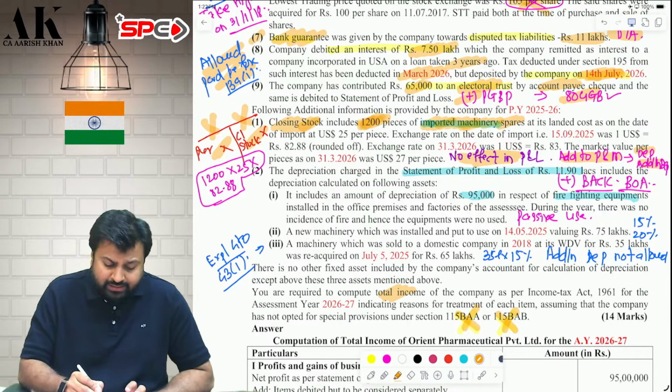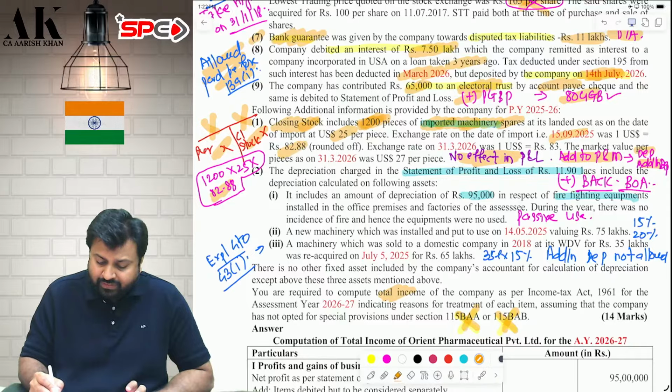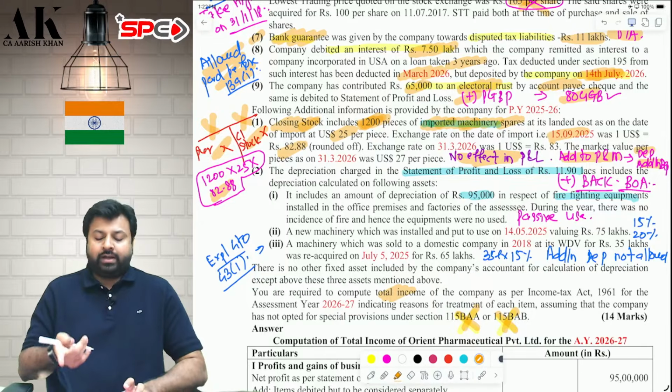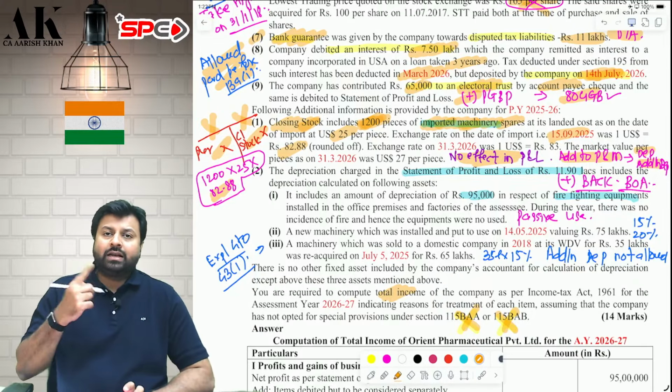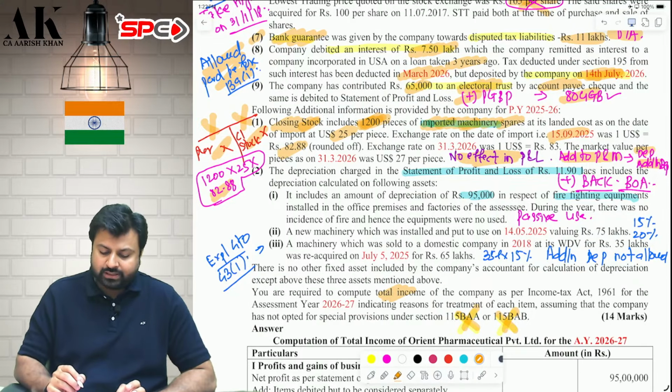So 1200 pieces into $25 per piece into 82.88, because on 15 September when you purchased, on that date the dollar rate was 82.88. So on that you can claim normal and additional depreciation. I hope it is clear to all of you.